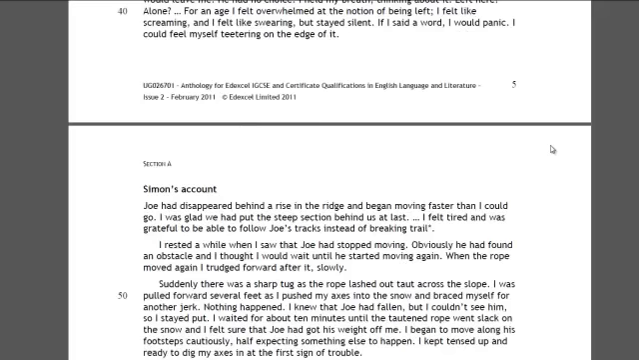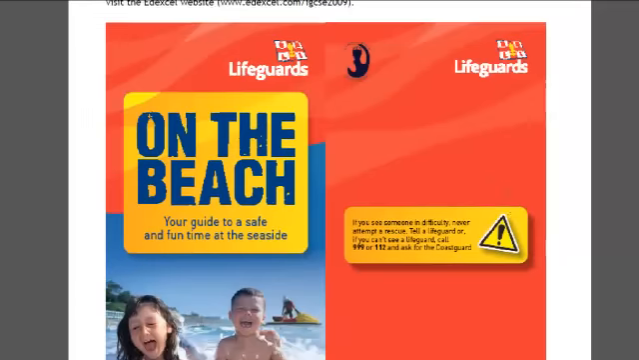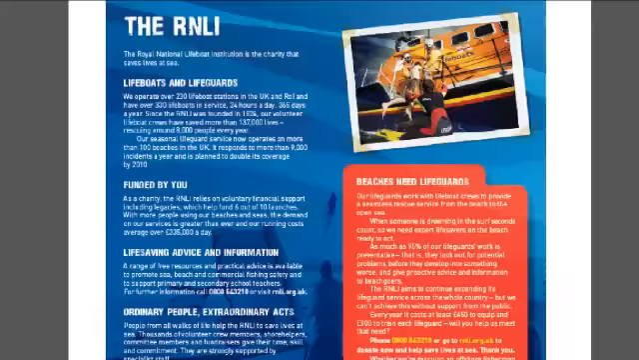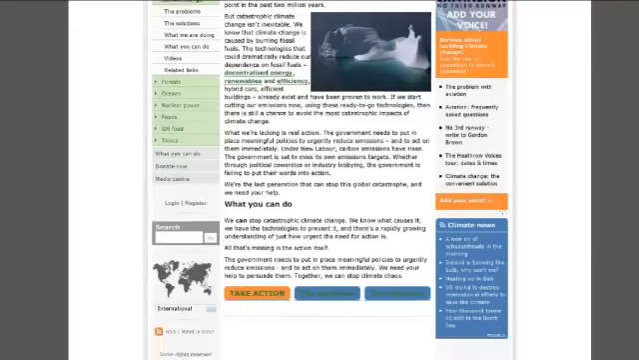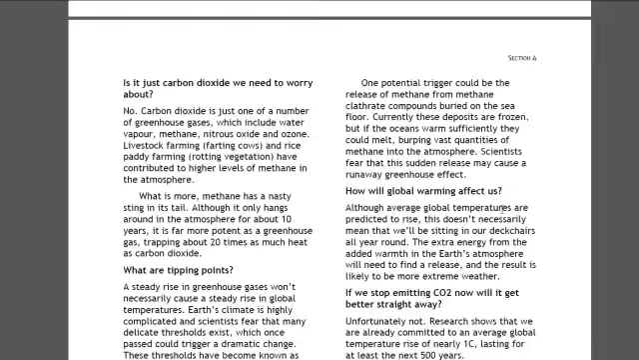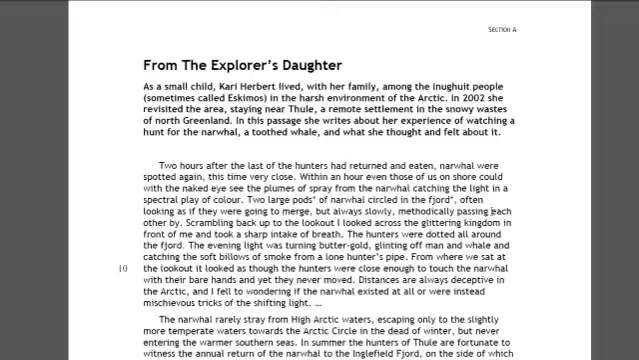If you scroll through it, again, lots of stuff that's in the way, but here we are into section A, and you can see there's some writing, but you've also got things like these leaflets here, like your guide to beach safety. There's also some on climate change further on, and websites, but they're all non-fiction texts. If we go on to section B, we will find the poems.